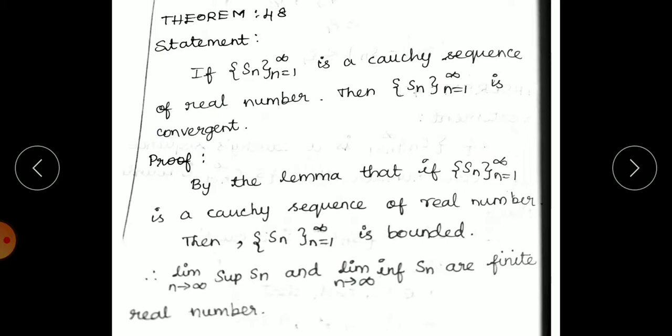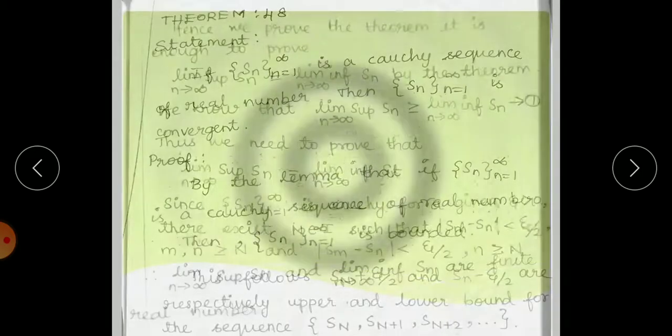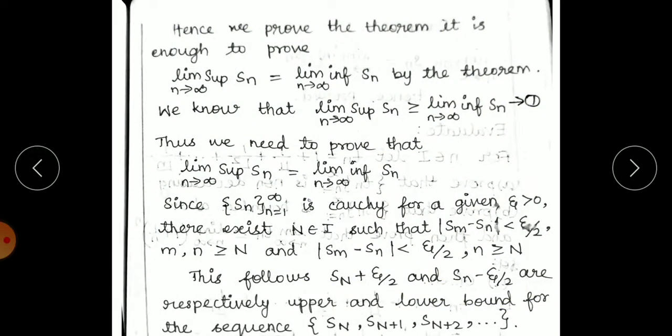So by the lemma, that is by the previous theorem, if the sequence Sn is a Cauchy sequence of real numbers, then the sequence Sn is bounded. Yes, we had seen in the last class a theorem that if the sequence is a Cauchy sequence, then the sequence is a bounded sequence. Therefore limit superior Sn and limit inferior Sn are finite real numbers. Since we are taking this as bounded, we are taking the limit superior and inferior.